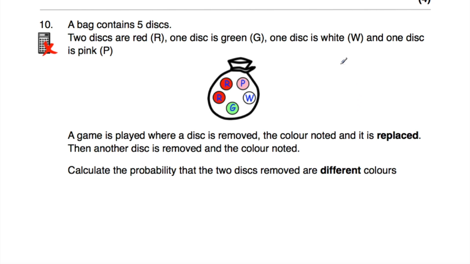So if we think back to our last question, we could do red and green, red and white, red and pink, green and red, green and white, green and pink, white and red, white and green, white and pink. I'm losing track here. Pink and red, pink and green, pink and white. Or an easier way would be to find the probability of them being the same colour. So a red and a red, a green and a green, a white and a white, and a pink and a pink. And then if we take that away from 1, then that'll be the probability of them being a different colour. So let's do that.